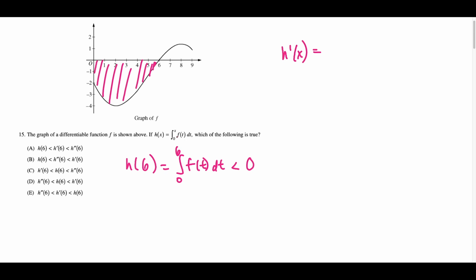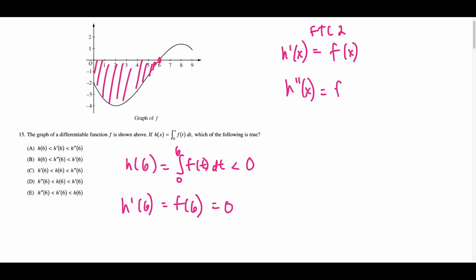And now when we want to start talking about h prime of x, h prime of x, if we take the derivative of both sides, is equal to f of x. And this is true. We don't have to say why, considering it's multiple choice, but this is the fundamental theorem of calculus part 2. That when you take the derivative of an area function, the integral cancels out, giving you just f of x, because it's going from a constant up to x. So using this idea then, we could say that h prime of 6 is just equal to the function value at 6. And if you notice, the function value at 6 is right on the axis, so it's going to be equal to 0.